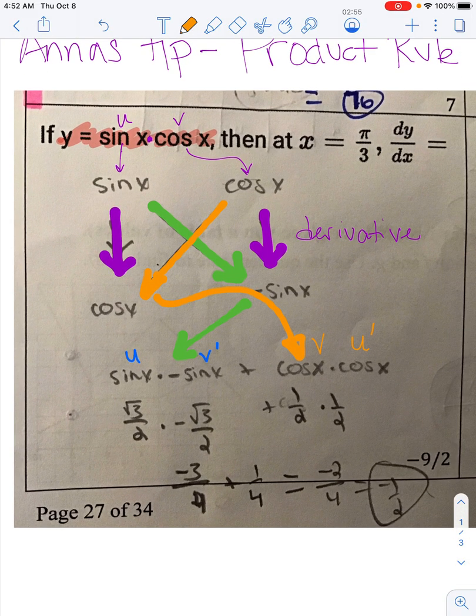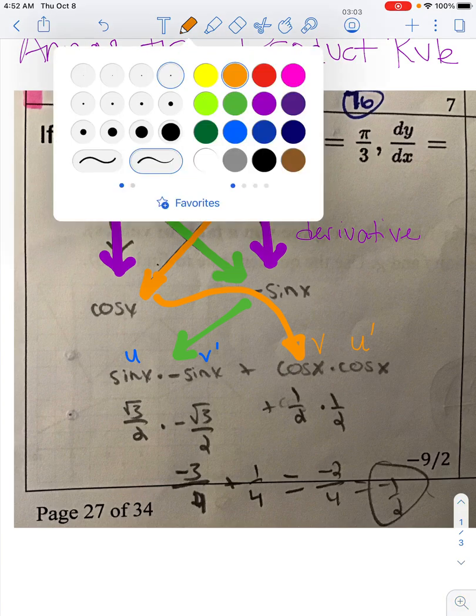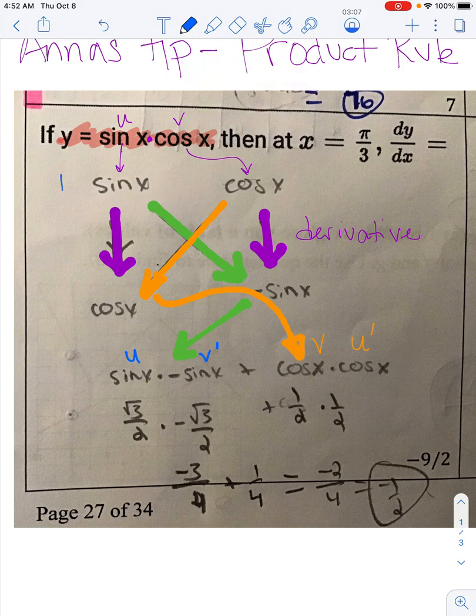So that is her graphic to kind of organize the components you need to do the product rule, which is kind of cool. So this whole thing here is the graphic, her organizer to come up with the derivative of the product rule. So another tip, props to Anna for coming up with that to help us remember the product rule.